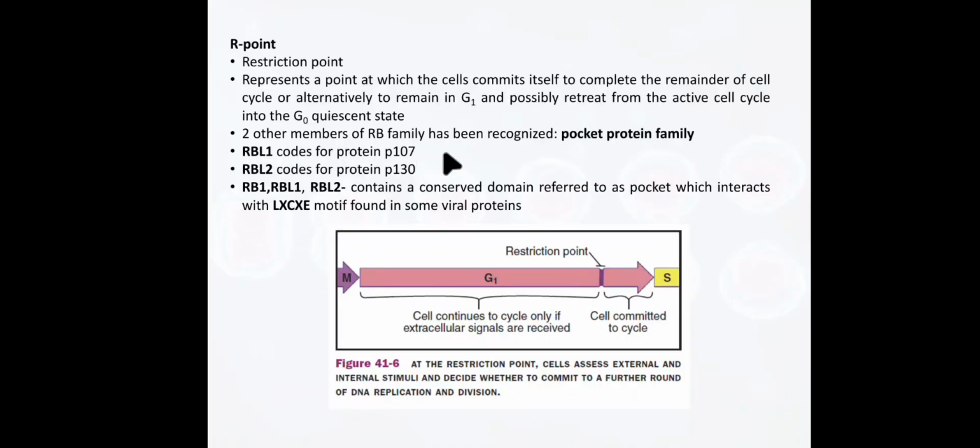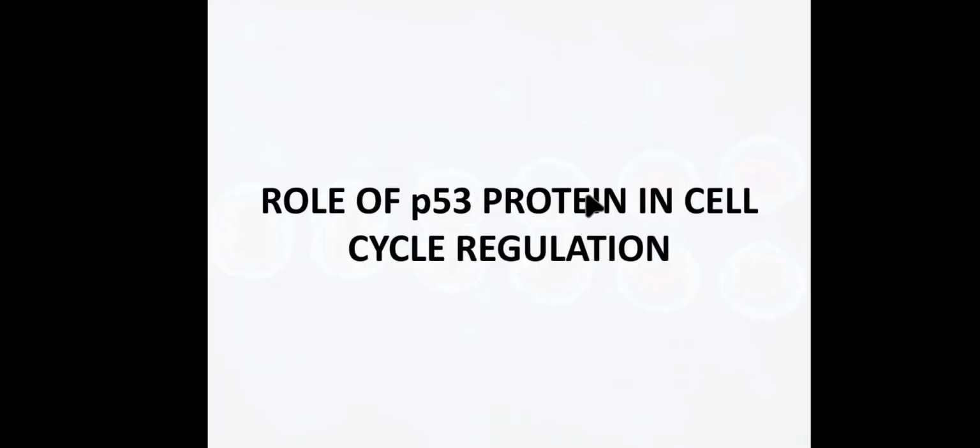There are two other RB family members that have been recognized, and it is therefore known as the pocket protein family, as there is a conserved domain referred to as the pocket in RB1. So there are RB1, RBL1, RBL2, and they have a conserved pocket domain which interacts with the LXCXE motif.